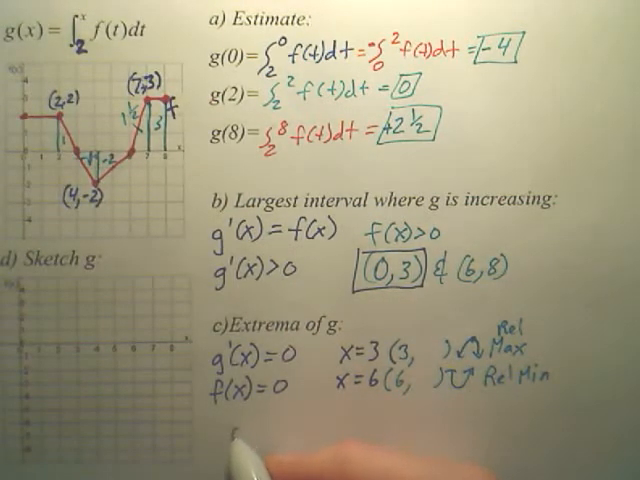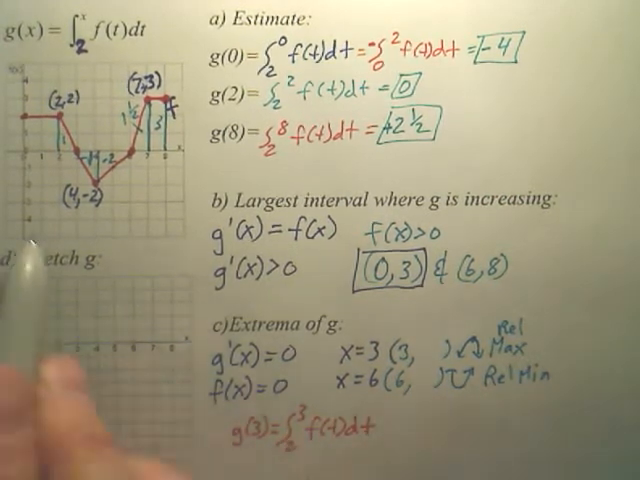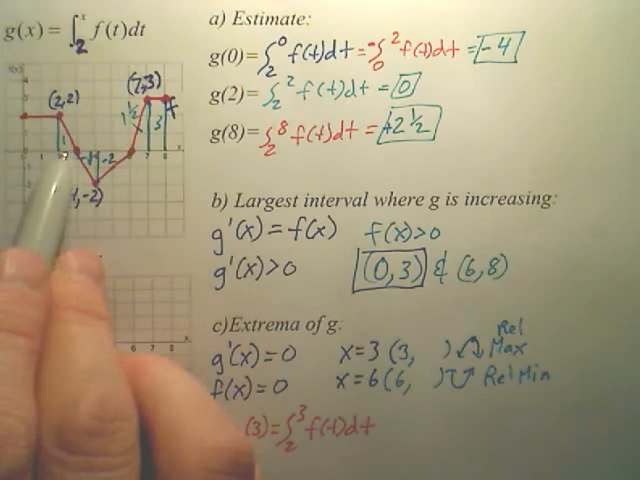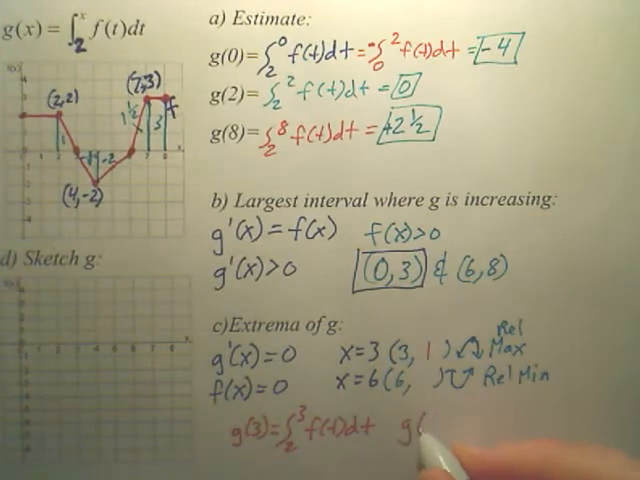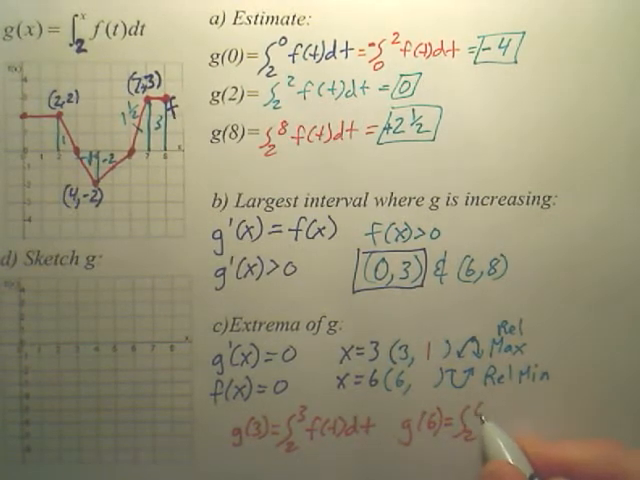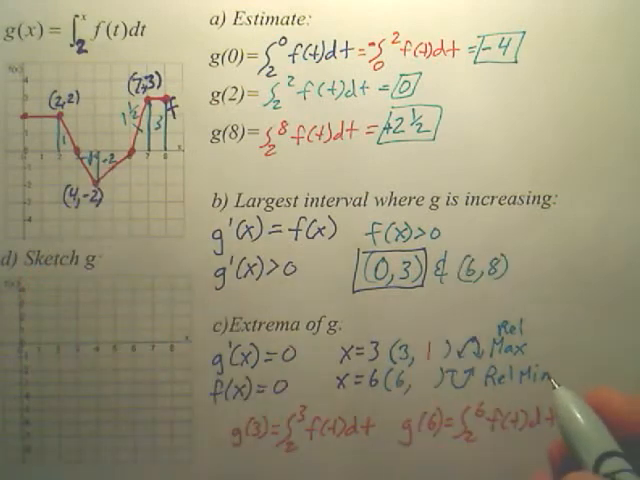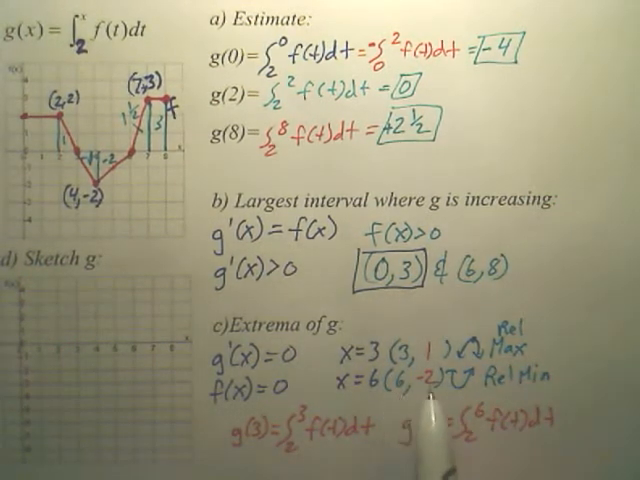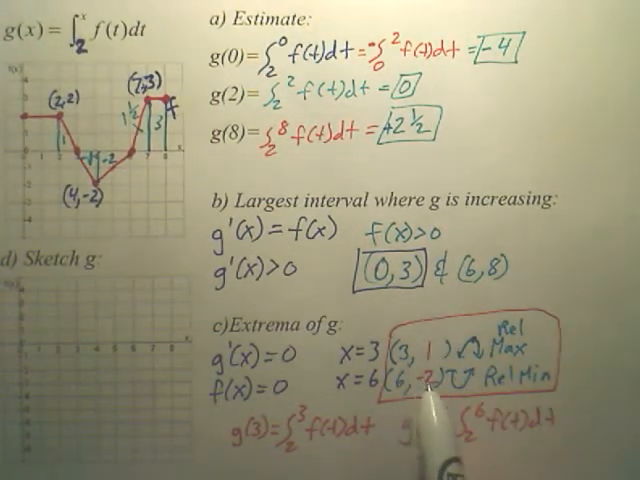So if I want to find g of 3, that's going to be the integral from 2 to 3 of f of t dt. And the area from 2 to 3 looks like it is 1. So this is going to be (3, 1). And g of 6 is going to be the integral from 2 to 6 of f of t dt. And 2 to 6 looks like the area is 1 minus 1 plus a negative 2. That looks like it's going to be negative 2. So (6, -2) is your relative min, and (3, 1) is your relative max.